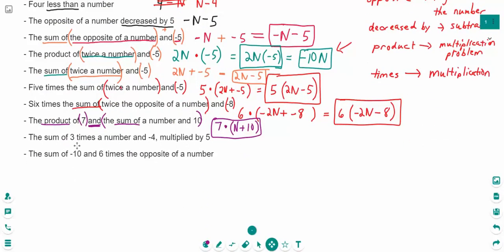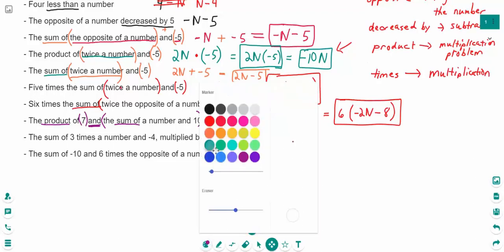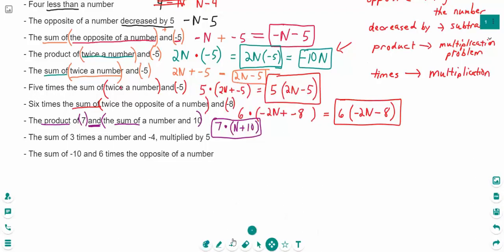Give us a little bit of room. Go ahead and do this one by yourself, and then we'll do it together. All right, so here we have the sum of again, so again, we're talking addition. Okay, sum of what? Well, let's look for that and. Here's the and. So sum of 3 times a number and negative 4.